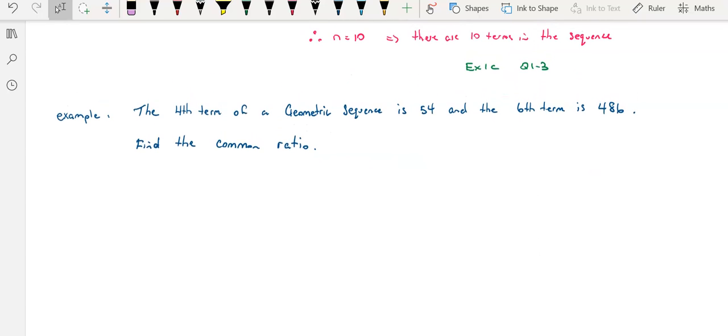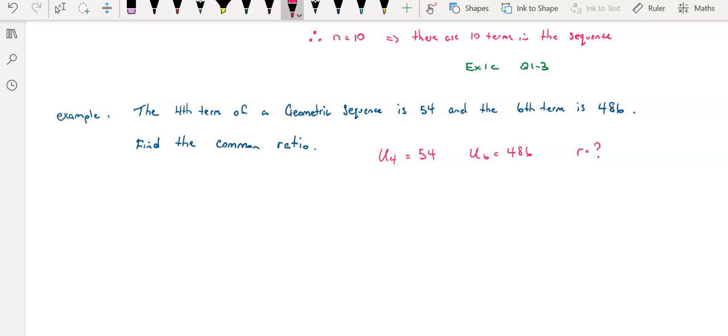Okay, next example. The fourth term of a geometric sequence is 54, and the sixth term is 486. So U4 is equal to 54. U6 is equal to 486, and we need to find out what R is. Okay, so we saw these type of questions in the arithmetic sequence questions. What we needed to do was set up two equations and solve simultaneously. We're going to do the same thing here.